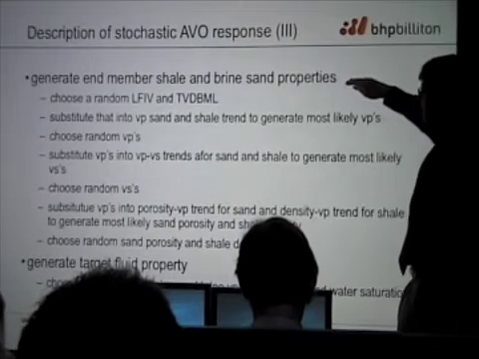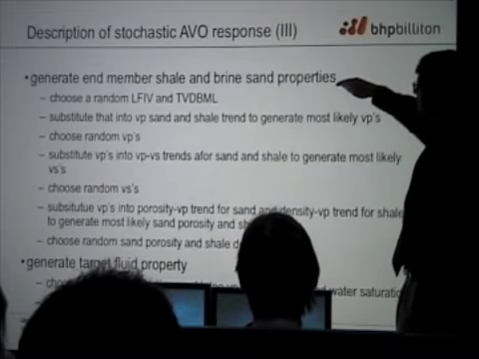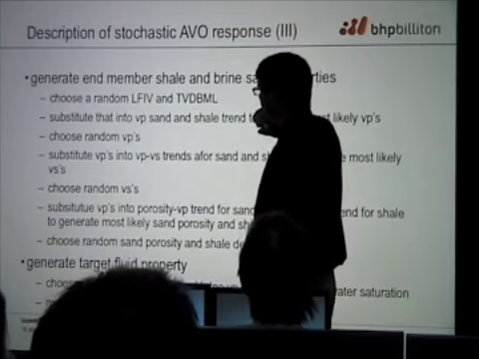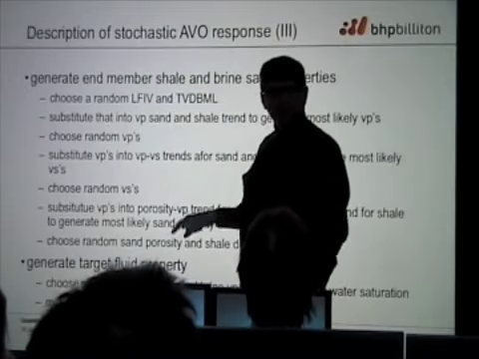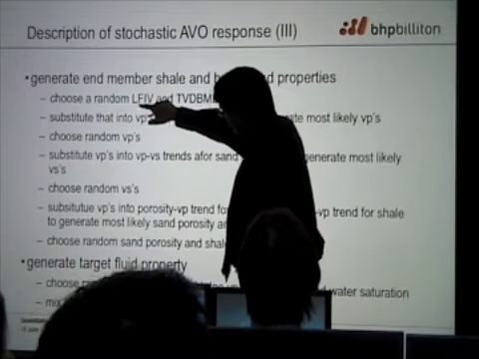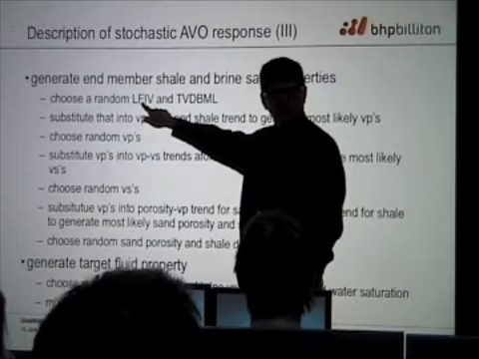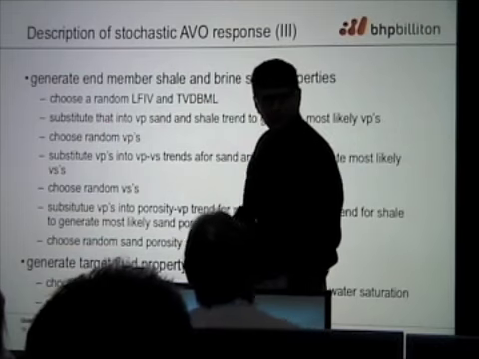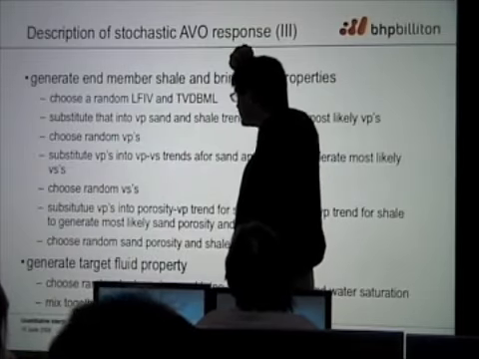First of all, we generate the end member sand and shale properties, and we do this as a brine sand, or a reference brine sand. First of all, we choose a random LFIV and depth below mud line with whatever uncertainty we have. If you feel I know the imaging velocity within 100 meters per second, that's the uncertainty we pick this with. And we pick it around a mean with a standard deviation. Normally you know the depth quite well, but there could be some depth conversion uncertainty that you have.